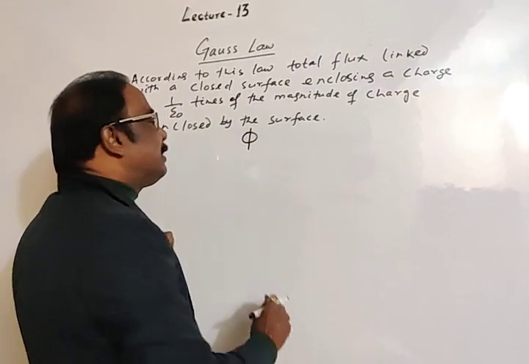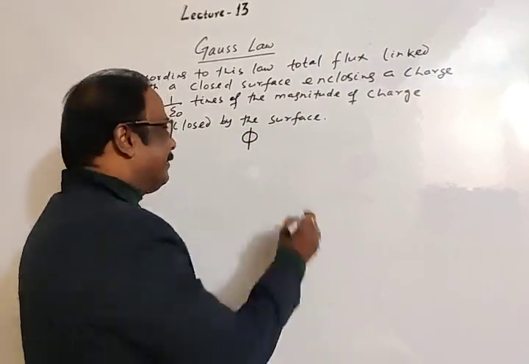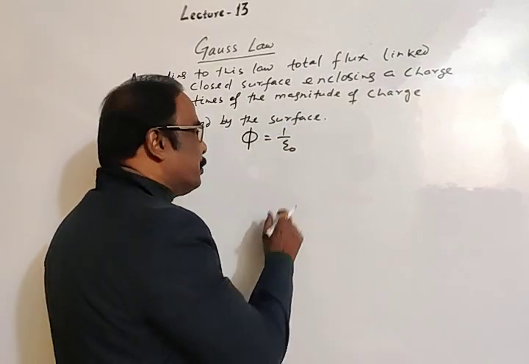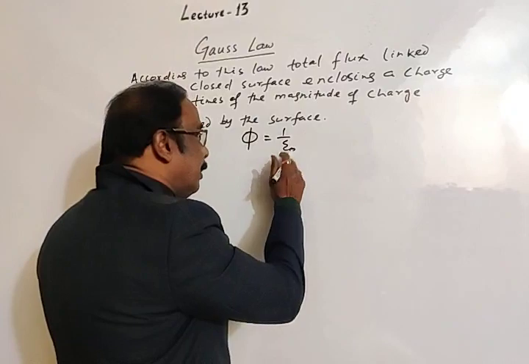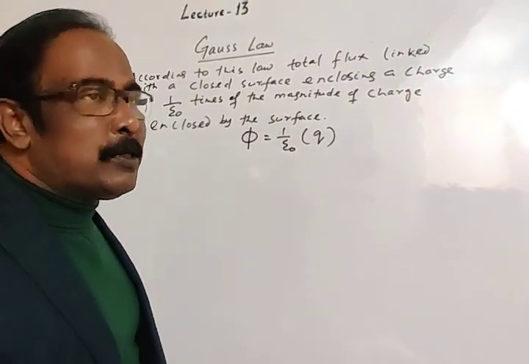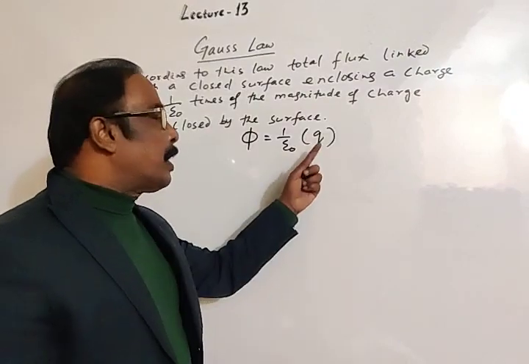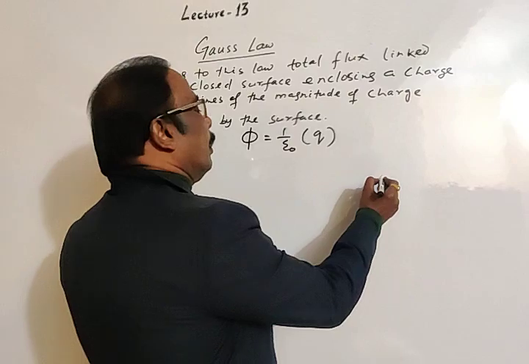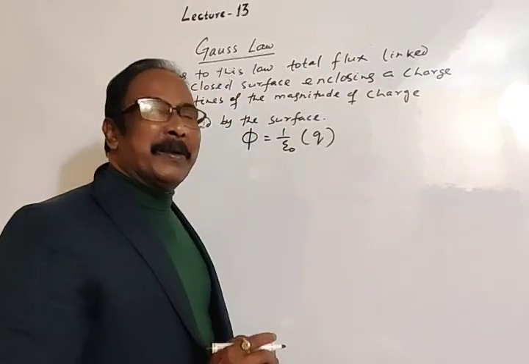The total flux is represented by phi. Then according to Gauss law, total flux linked with a closed surface is 1 by epsilon naught times the charge enclosed by the surface. Let the total charge, meaning the charge enclosed by the surface, be Q. Then the proof of Gauss law.